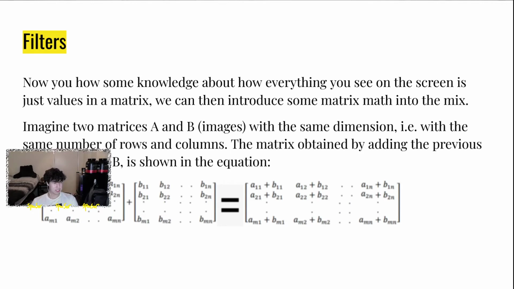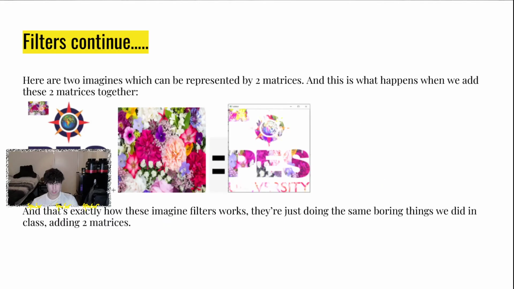So how is this an application in the real world? Filters. Here are two images which can be represented by two matrices, because every image on the screen is just a matrix with some sort of color values. Here you see an image on the left and another image on the right. By doing the same matrix addition that we just did, we can get the C matrix, or the C image, which is a filter applied to the first image.